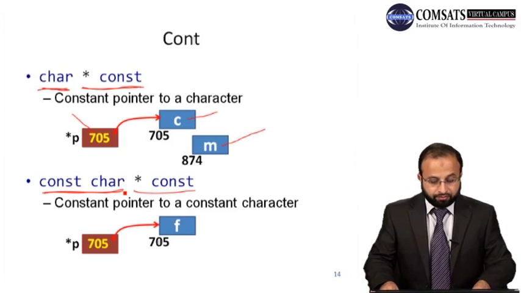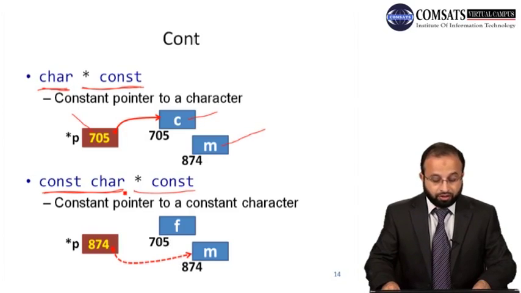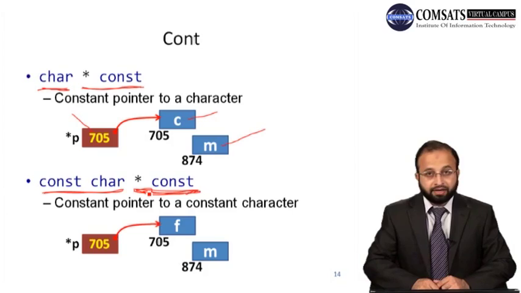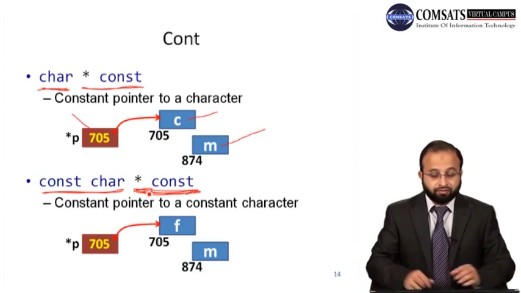Now we have, let's say, another memory location where we have a character m stored, and the address of that memory location is 874. Now if we want to assign that 874 to this pointer, then we think that this connection is established, but this is not allowable because this pointer is a constant pointer. So this is not allowable. The value of the pointer will not be changed. It will be 705, that is, it is pointing to the memory location where we have a letter f. So now it is clear to you what is const character star const, right?